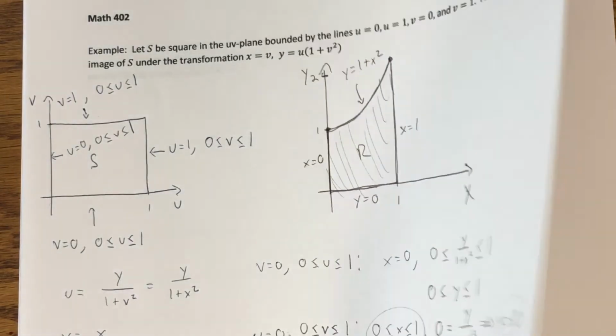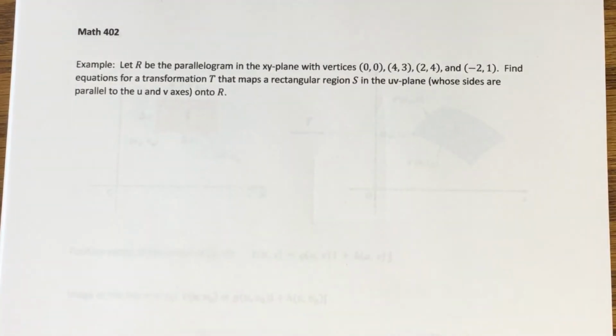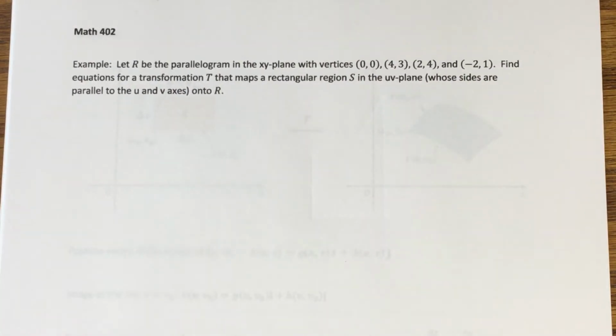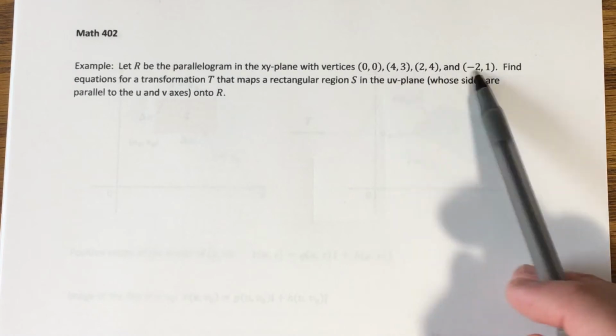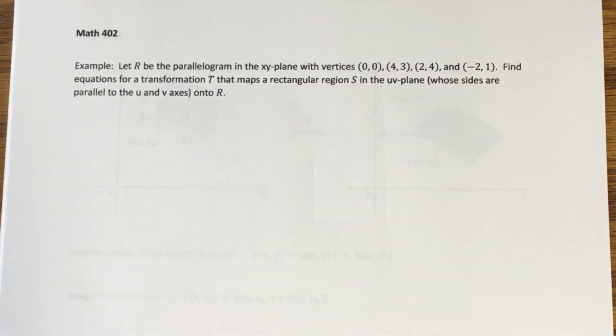All right, now let's try another example. Kind of go in the other direction this time. So here, I'm going to let R be the parallelogram in the xy plane with the following vertices listed here. What I want to do is find equations for a transformation T that maps a rectangular region S in the UV plane whose sides are parallel to the U and V axes onto R. So I believe there's 1 or 2 homework problems kind of like this, and being able to do this is going to help us with a problem that comes up later.